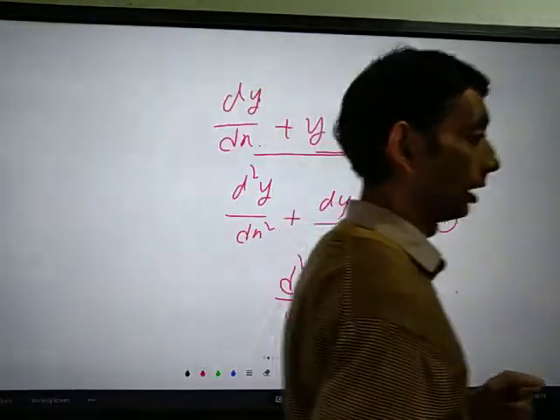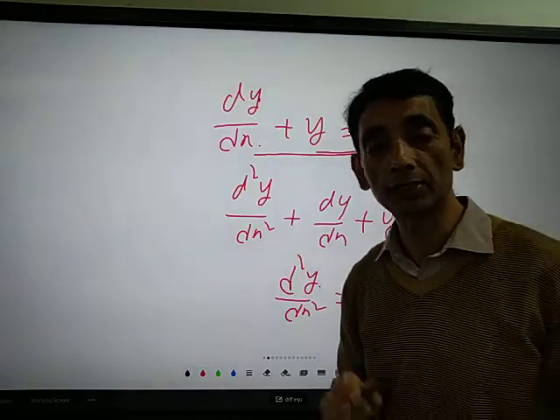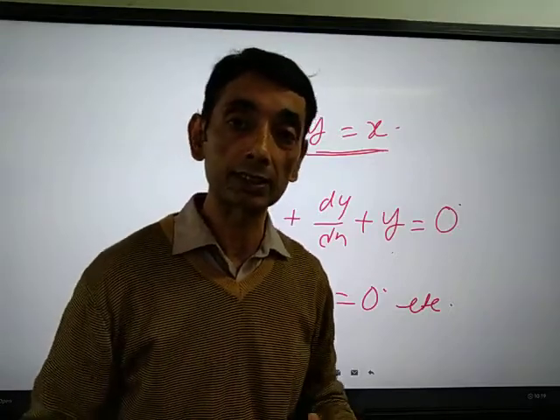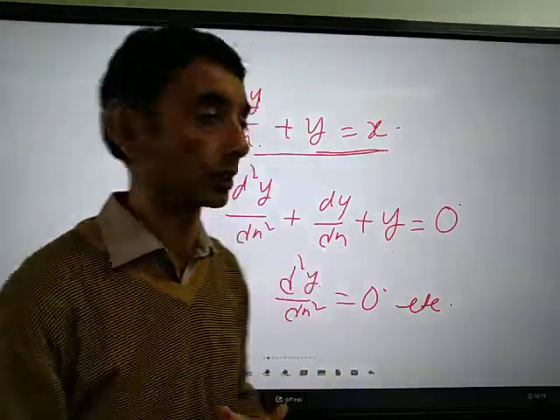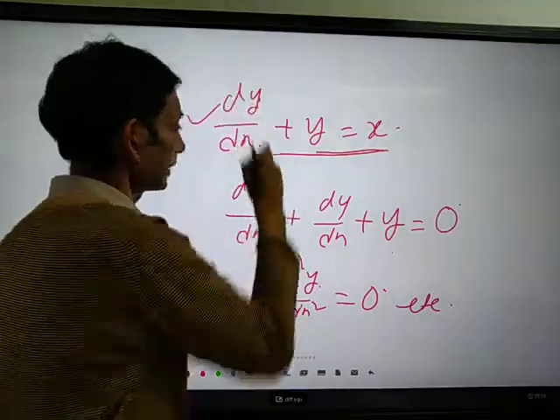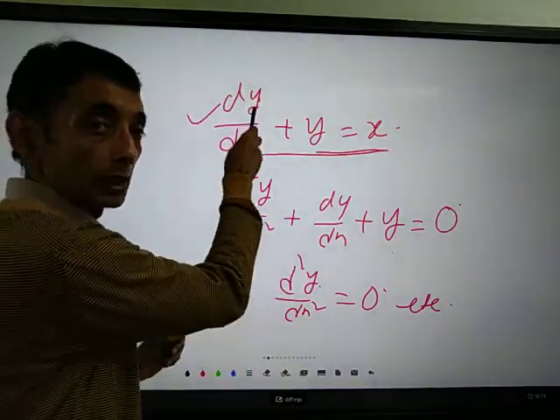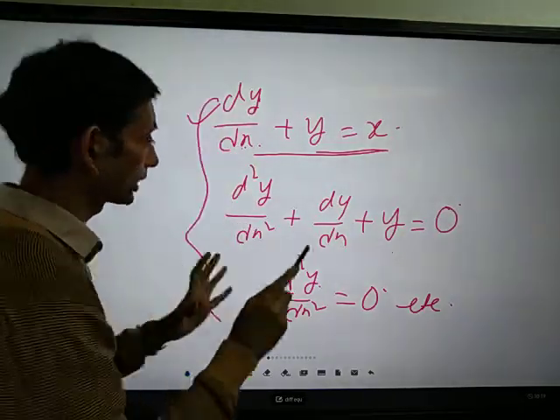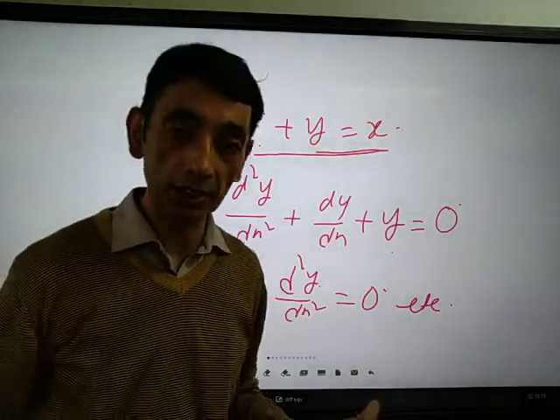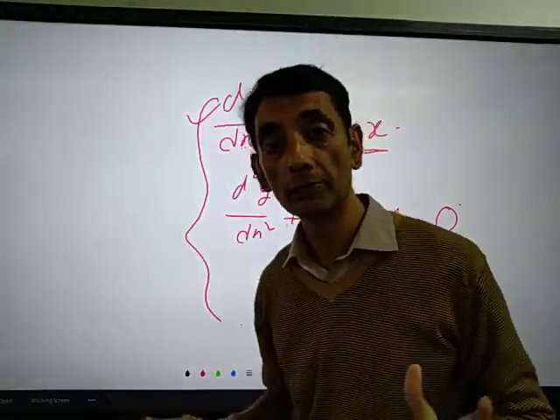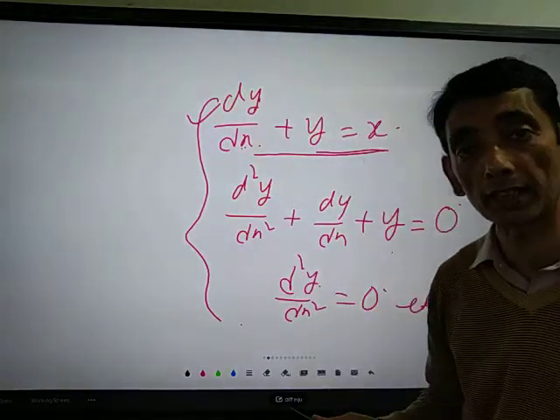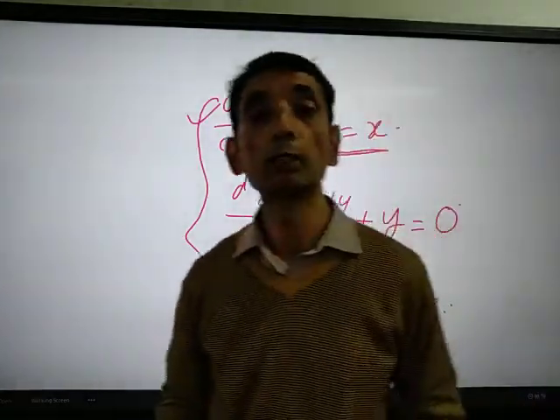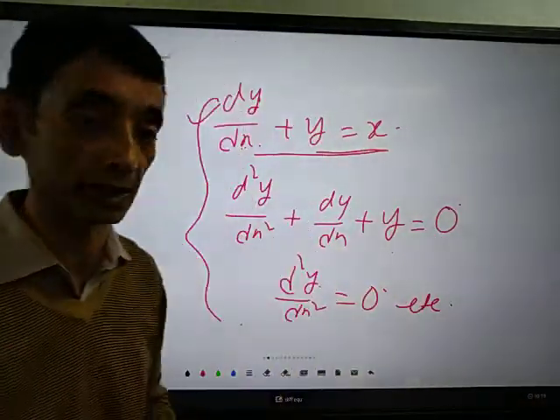In case an equation involves the derivative of a dependent variable with respect to only one independent variable, such equations are said to be ordinary differential equations. For example, in these equations the derivative of the dependent variable is with respect to only one independent variable, so these are all examples of ordinary differential equations. Equations where it involves derivatives of the dependent variable with respect to more than one independent variable are said to be partial differential equations.